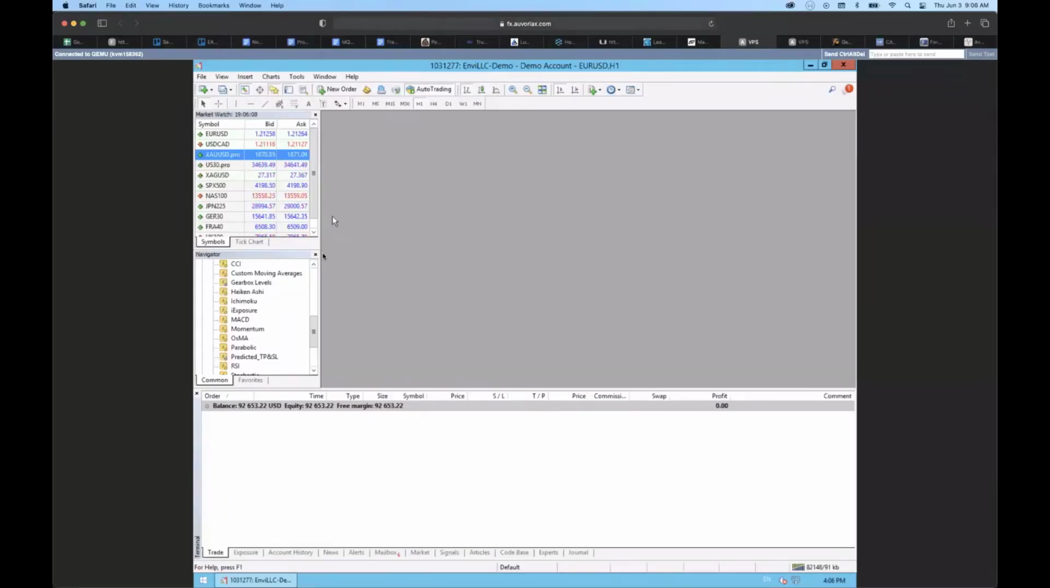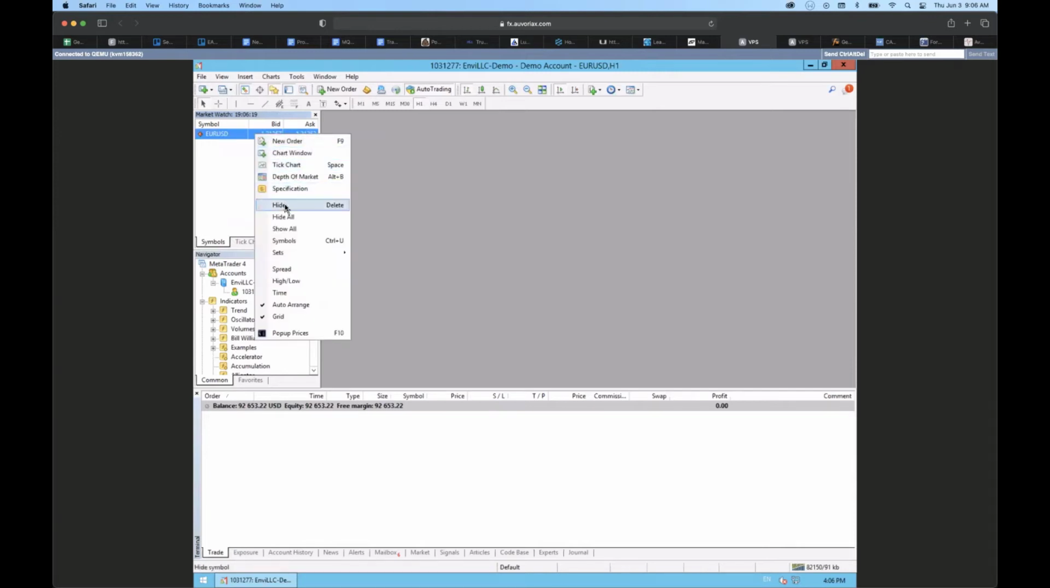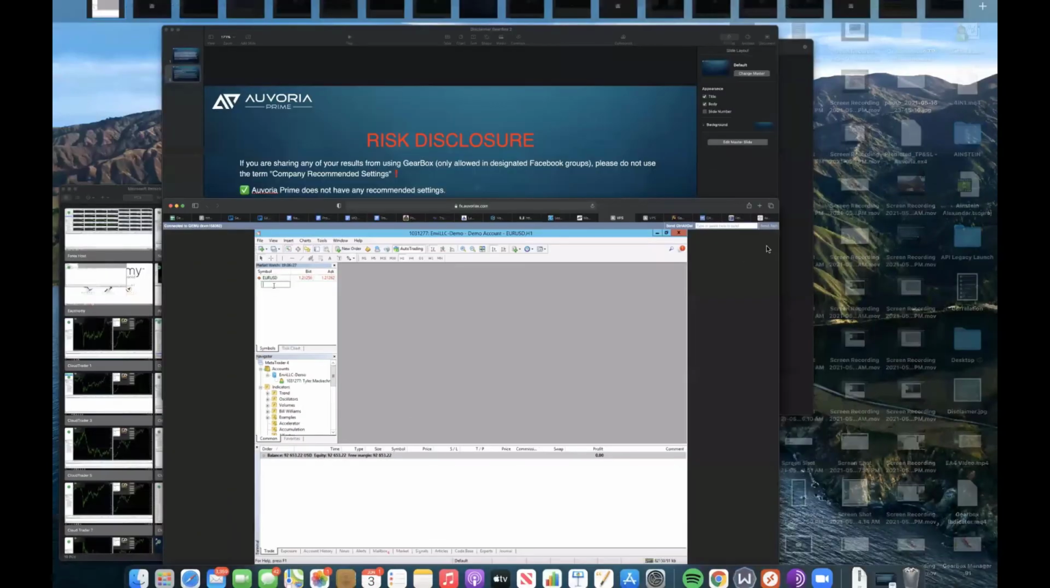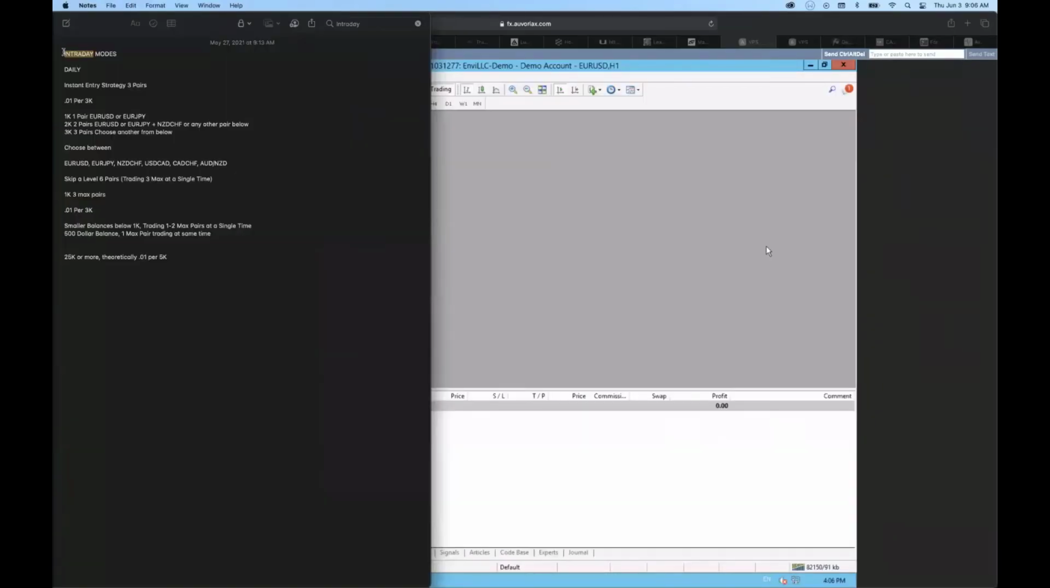So first thing, you'll come in here. You'll obviously have the ability to have your live account, demo account. I'm going to go ahead and hit hide all pairs here. Euro USD does not want to hide for me. That's okay. And what we're going to do is we're going to come over here to the actual intraday modes.